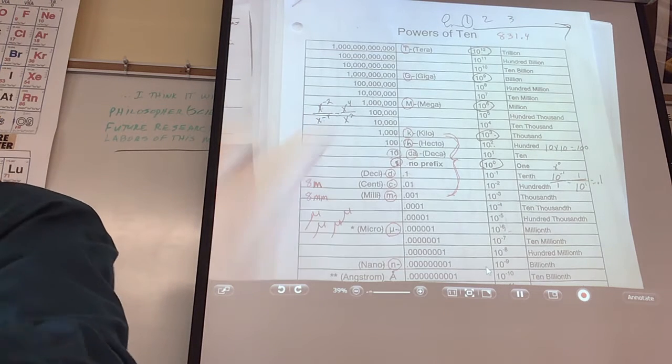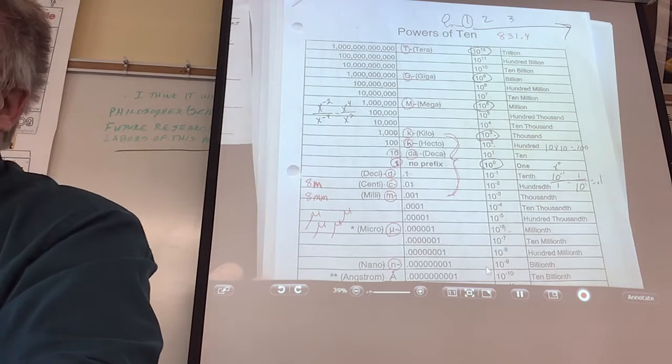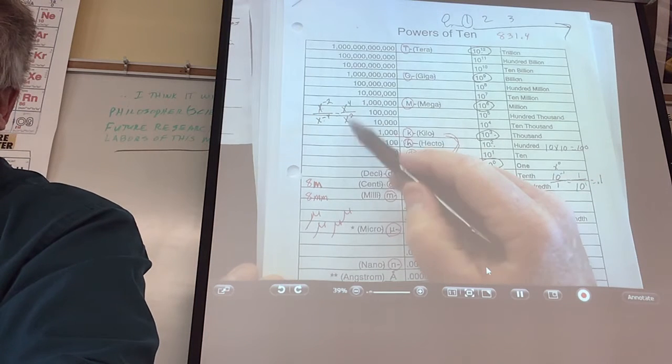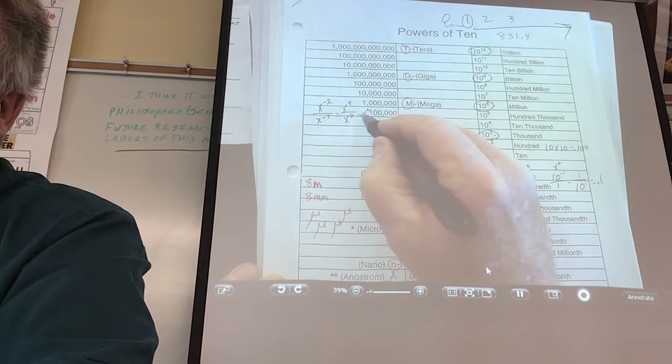What's x to the fourth divided by x to the second? When you divide numbers with exponents, don't you subtract the exponents? Yes, when you divide numbers that have exponents, you subtract, right? So what's the answer? x to the second.